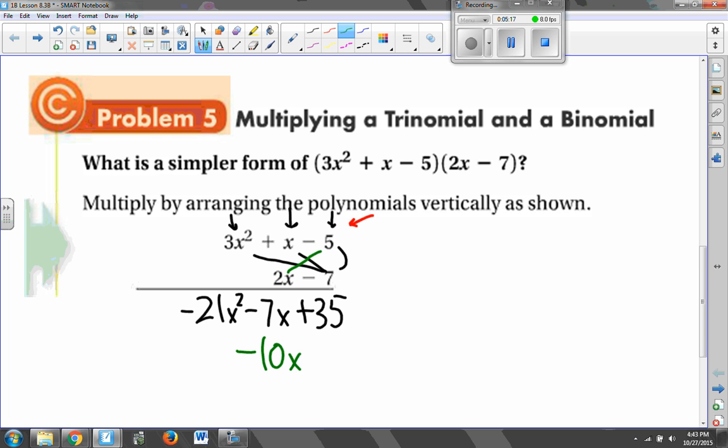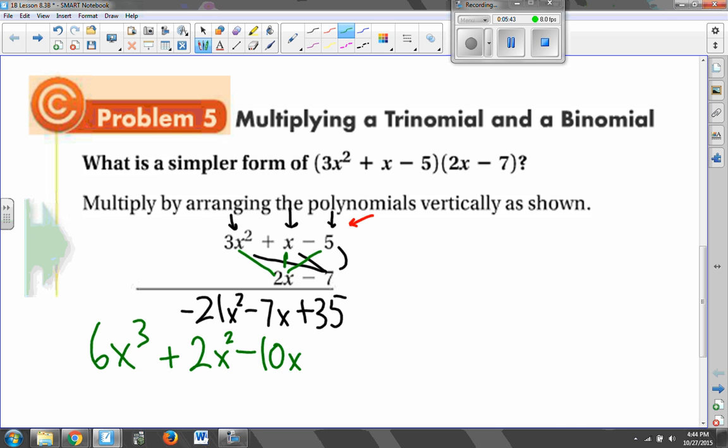Okay? Then I'm going to do 2x right up there times a positive 1x. 2 times 1 is positive 2, and x times x is x squared. And then finally, 2x times 3x to the second power. Remember that x squared times x is really x to the third. And 2 times 3 gives me 6 in the front.